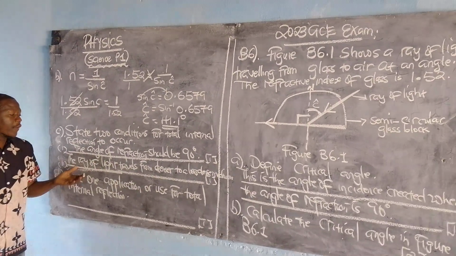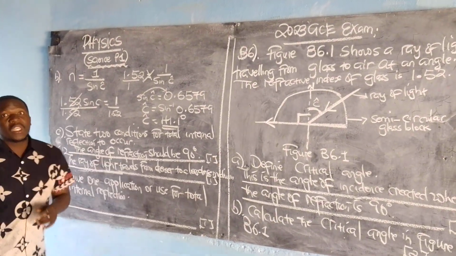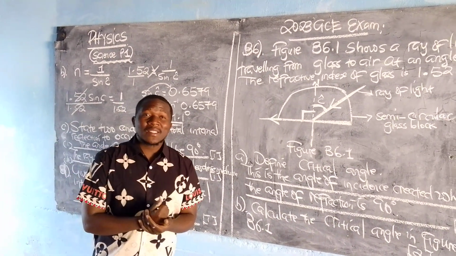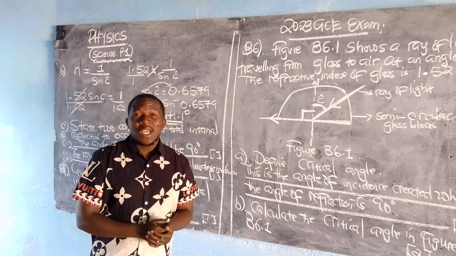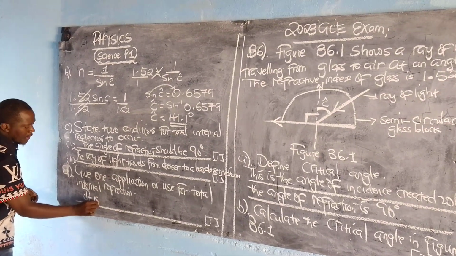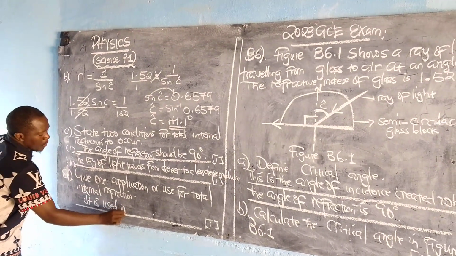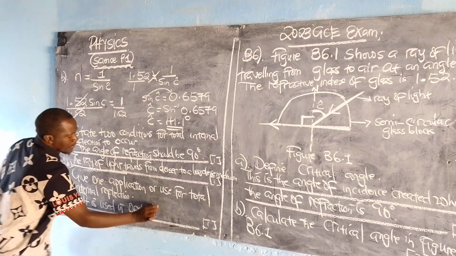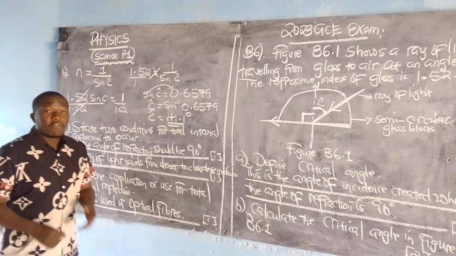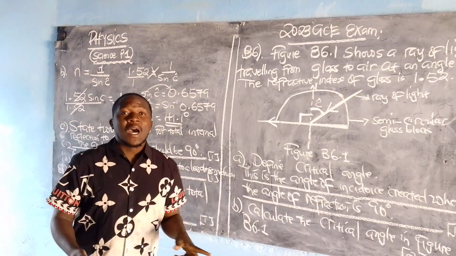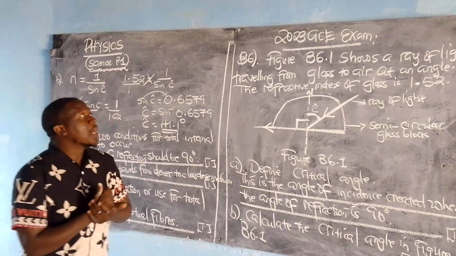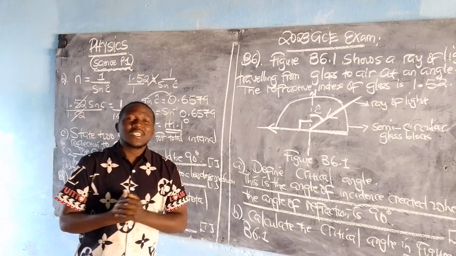Lastly, D. Give one application or use for total internal reflection. Total internal reflection is used in optical fibers as a form of telecommunication and data transmission. So we're going to say it is practically used in optical fibers, for telecommunication and for data transmission. So these are the answers to the question on B6 from the 2023 GCE exam.